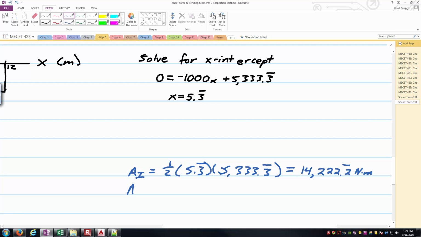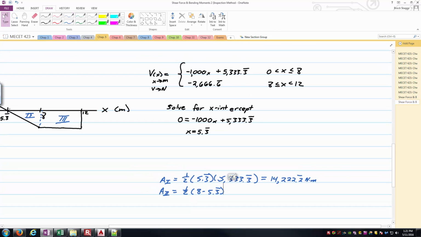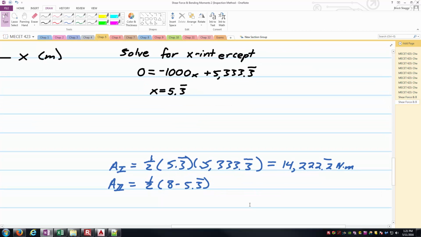And then area 2 next. That'll be 1/2. Here we'll have 8 minus 5.3. Essentially, I'm just trying to figure out this leg right here of triangle number 2. And then this height, if you will, is going to be a negative value. It's going to be negative 2,666 2/3. And we'll calculate that one as well. Negative 3,555.5.